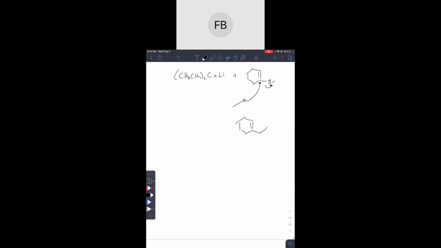Okay, and this also doesn't have to be just with a leaving group, like with a halide. It can also work with a Grignard. So what do I mean by that? Let's say we have, let's make it a little bit more complicated. Let's leave it like this. So you can also do this if you want.